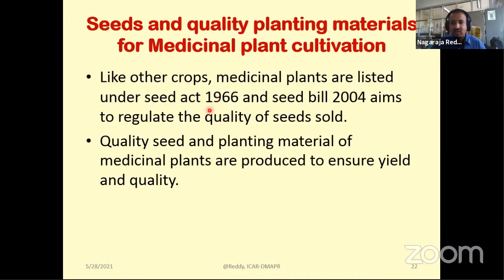That is the case, and medicinal plants are listed under the Seed Act 1966 and Seed Bill 2004, which aim to regulate quality seeds sold in the market. Any spurious seed which does not have viability or germination, which has very poor germination, you cannot sell. If you sell it, you are caught under the law. Quality seed and planting material of medicinal plants must be produced, because quality seed is most important to ensure the yield and quality of medicinal plants.